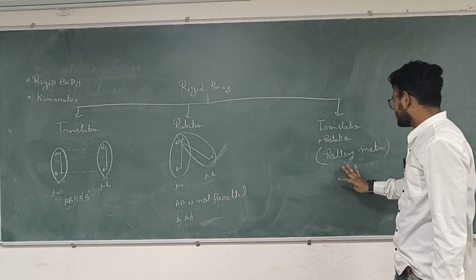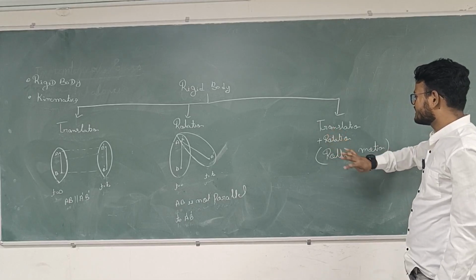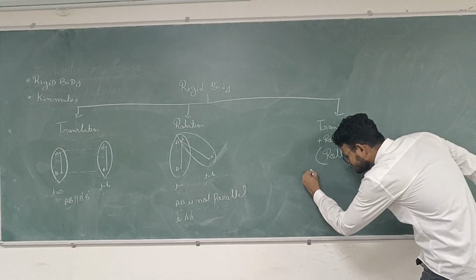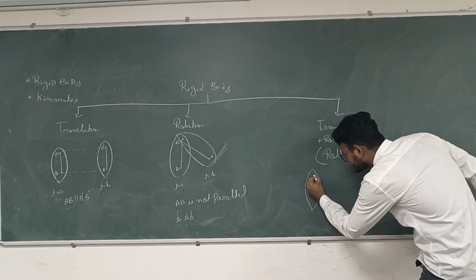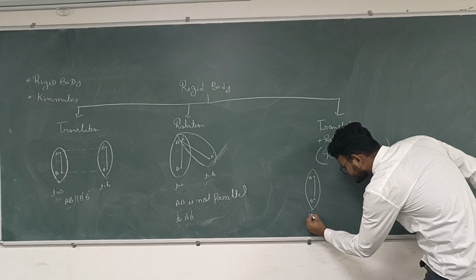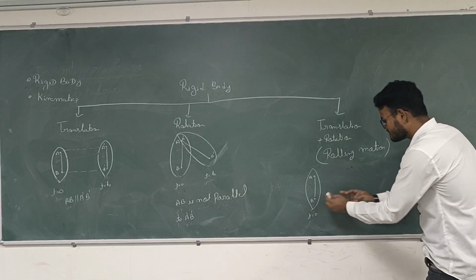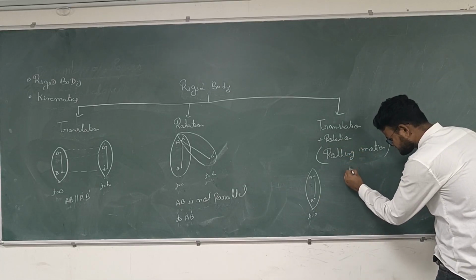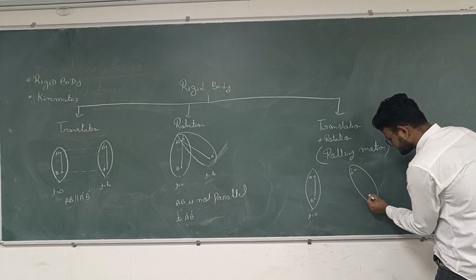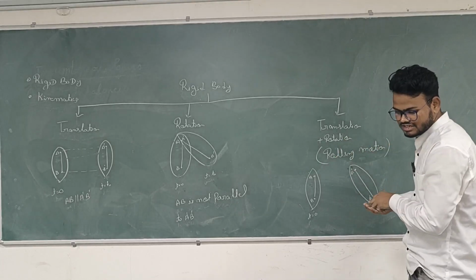And now the third part is translation plus rotation. If any arbitrary body is performing rolling motion, or we can say translation plus rotation motion, then, let's suppose this is point A and this is point B, and this is the situation at t equals 0. If this is performing translation plus rotation, then after t equals t naught time, the body looks something like this. That means it is rotating and also doing translation motion.